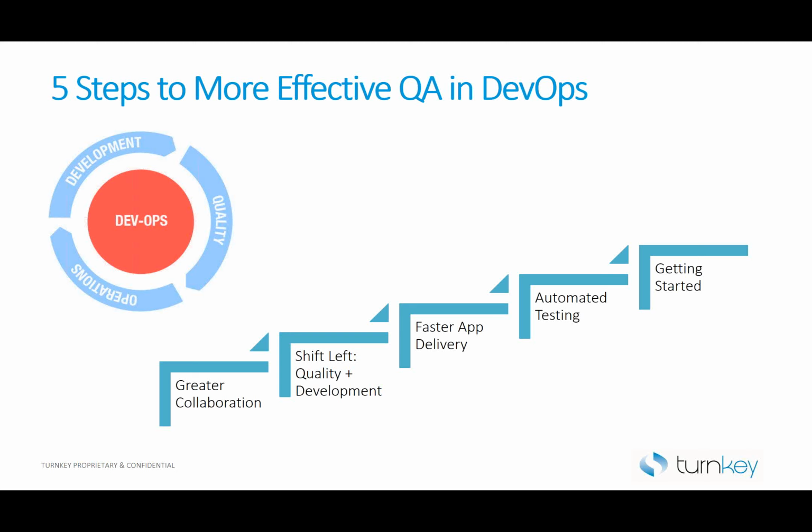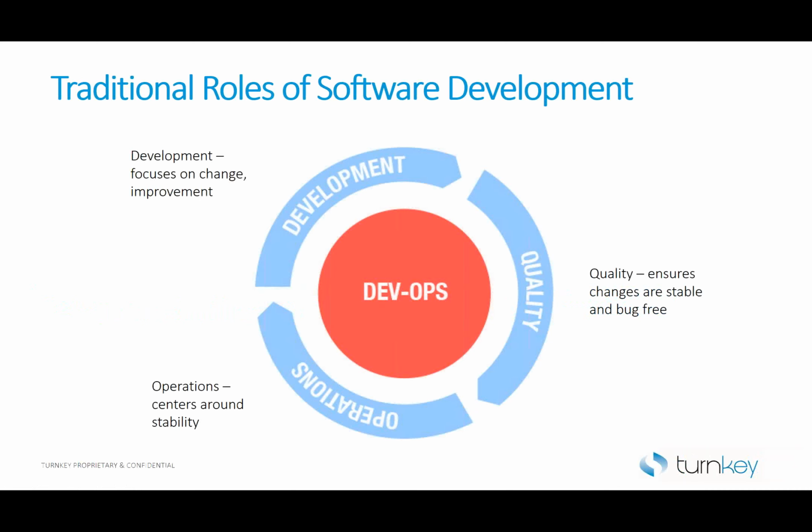But in that process, as you integrate quality throughout the entire process and you're able to shift that from the end of the process, as in a waterfall, to an integrated process and shift it left, you should see quality integration with development. And at the end of the day, to make it all work, the glue that makes it work is greater collaboration. So we're going to dig into each of those steps a little bit.